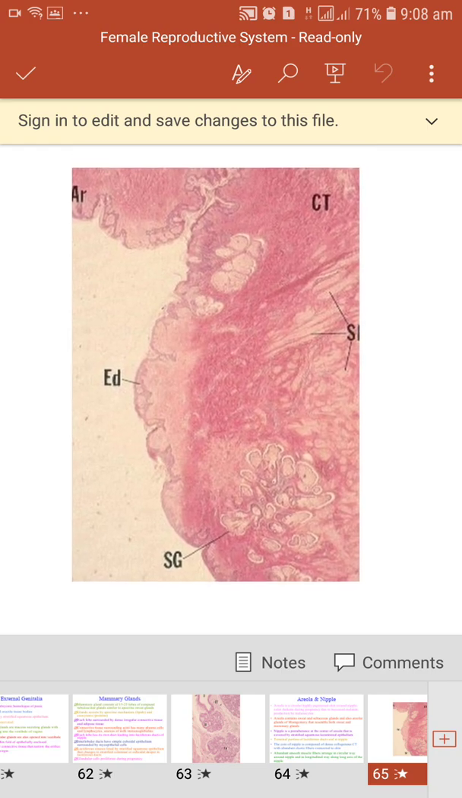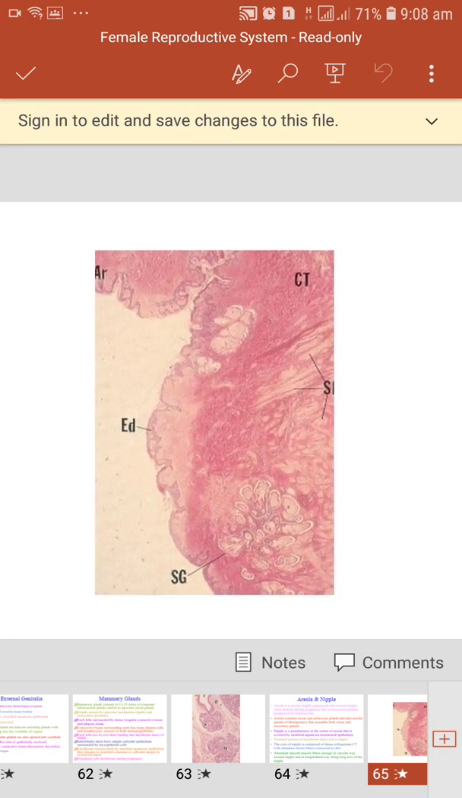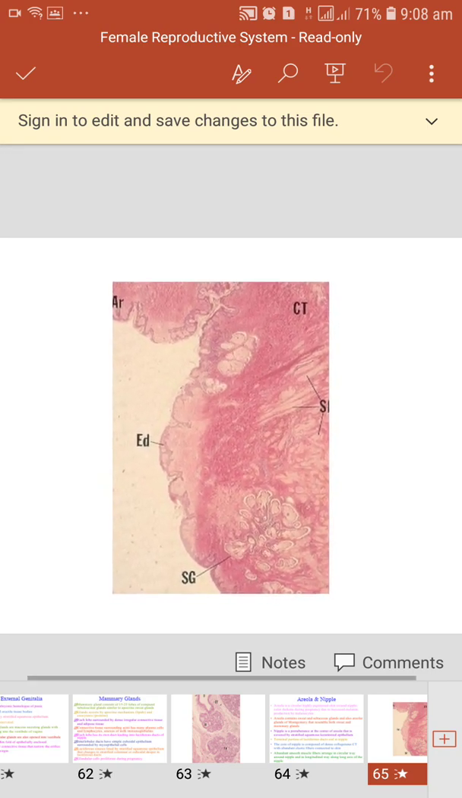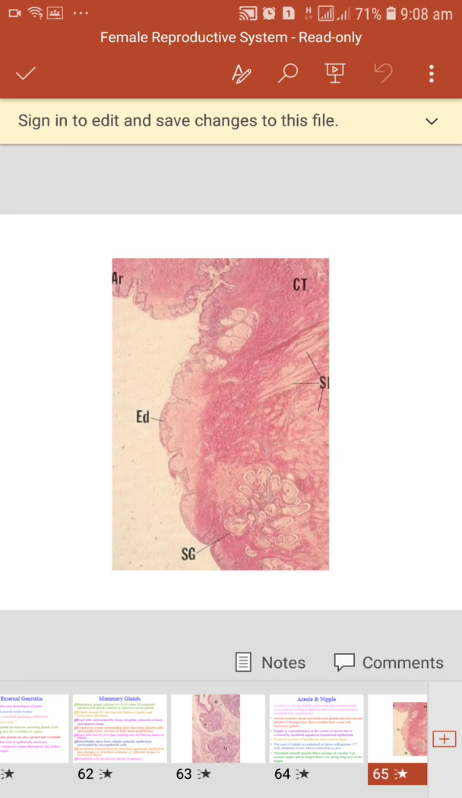You can see here the diagram with the glands.